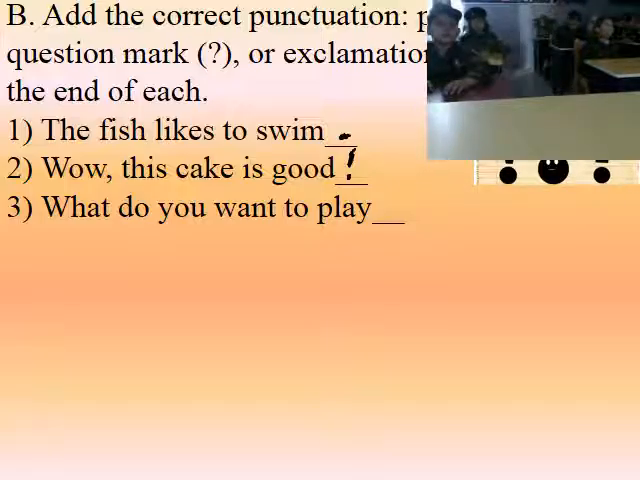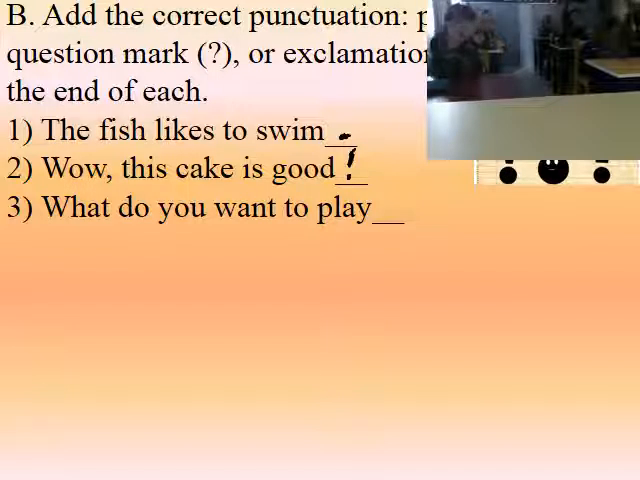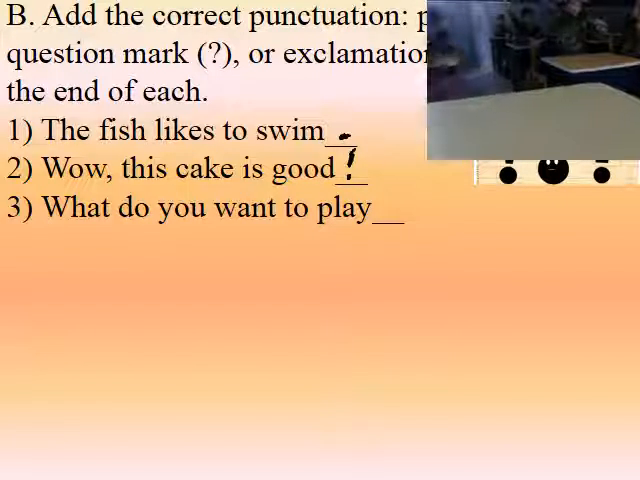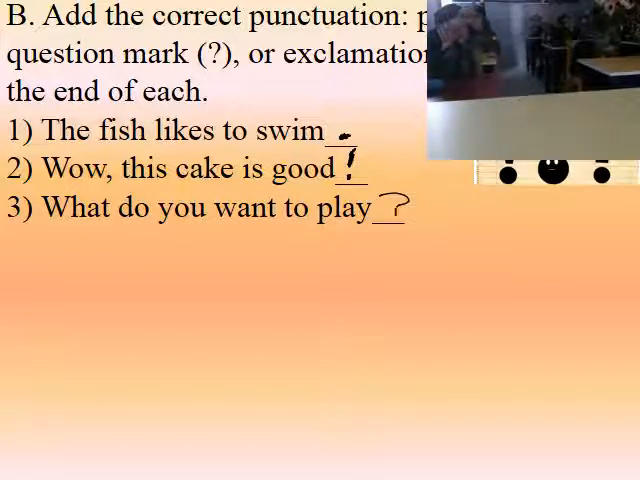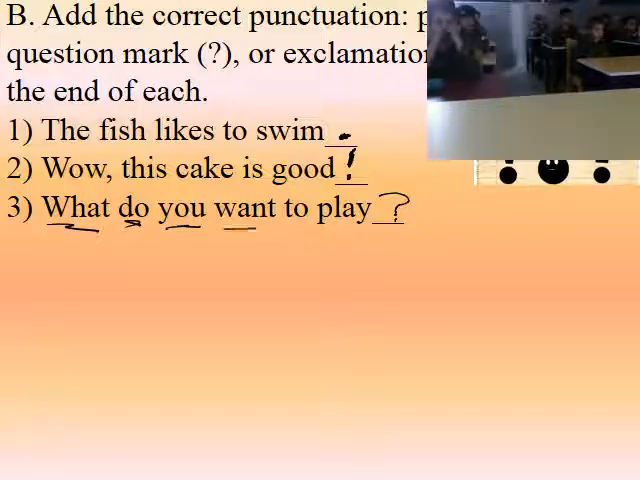Let's read the next sentence. Let's read the sentence first, then we'll answer. What do you want to play? It's a question mark? Raise your hand if you think it's a question mark. Let me see all your hands. That's great. Why is it a question mark? Which word here told us it's a question mark? Was it this word, this word, this word, or this word?